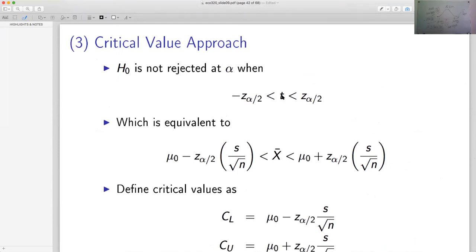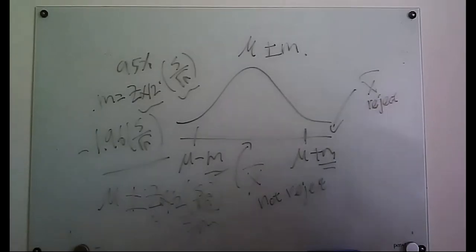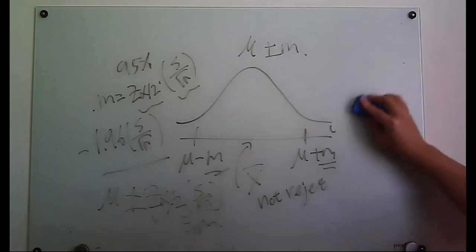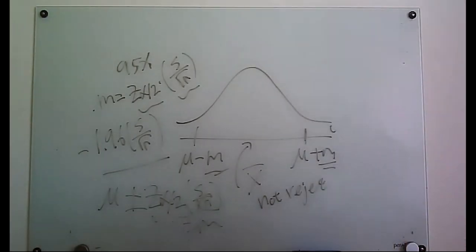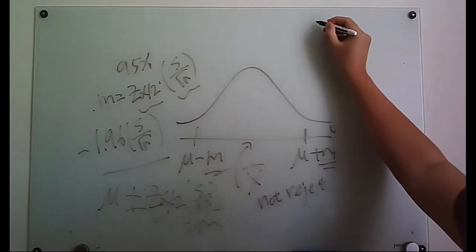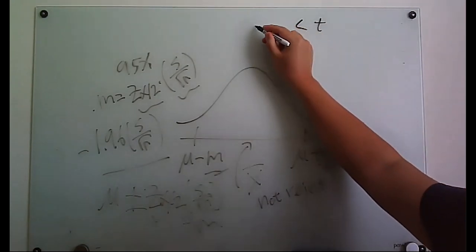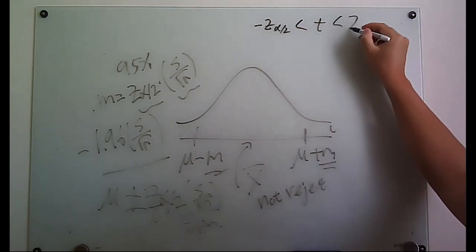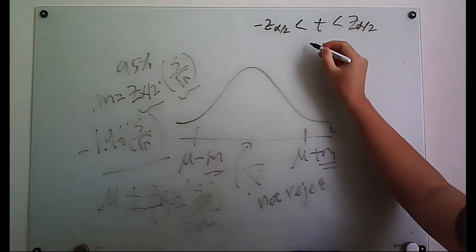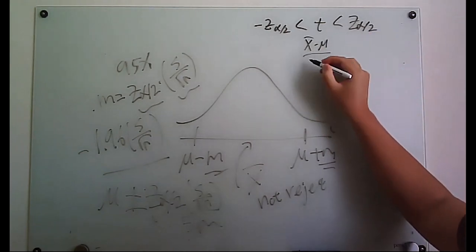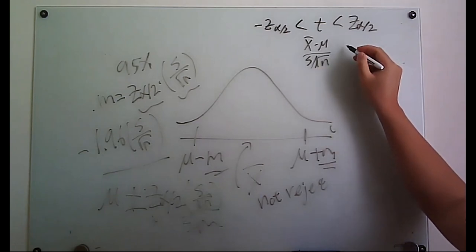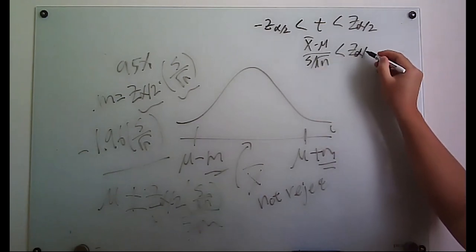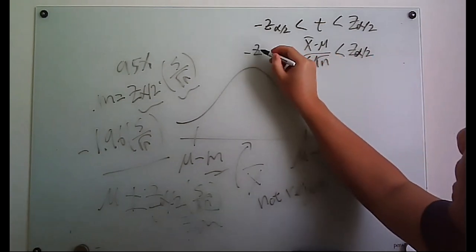Why? Because t is what? This was x bar minus mu. So let me explain over here. That was basically the idea. Let me show you the math, just for someone who is interested more. That would be negative z alpha over 2, and this is z alpha over 2. So that was the previous case. T was what? X bar minus mu over s over square root of n. So this was z alpha over 2, and this is negative z alpha over 2.